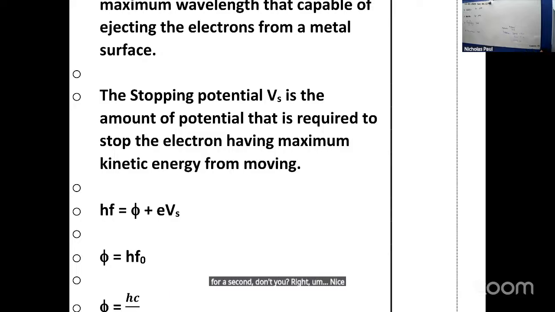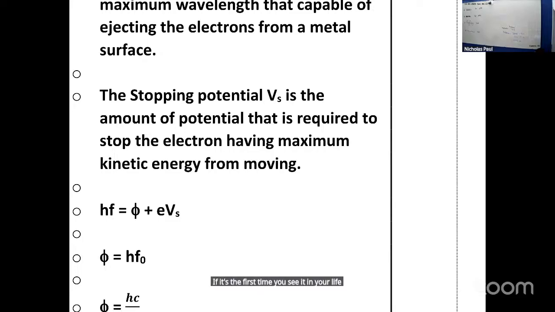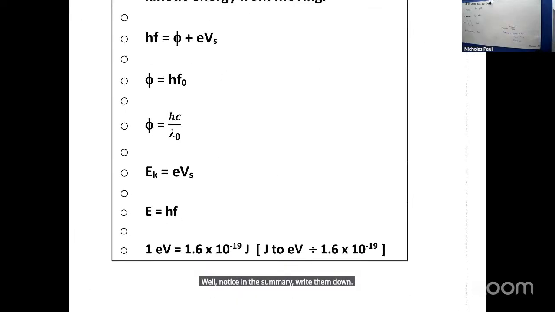Nice. And these are the formulas here. I gave you them last week, right? If it's the first time you see it in your life, write them down, please. Although it's in the summary, write them down. I gave you all of this last week. What is H again? H is the Planck constant and the value is 6.63 by 10 to the minus 34. Copy it down and let's go to some past papers, right?